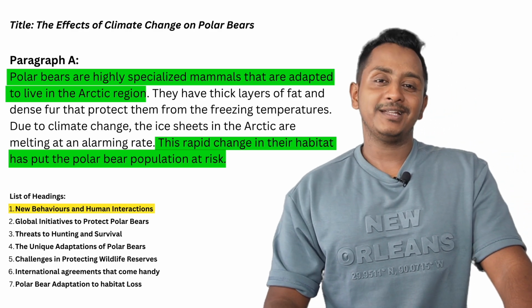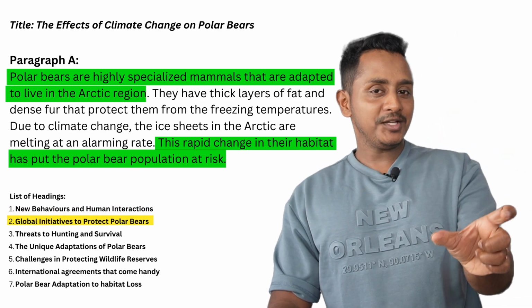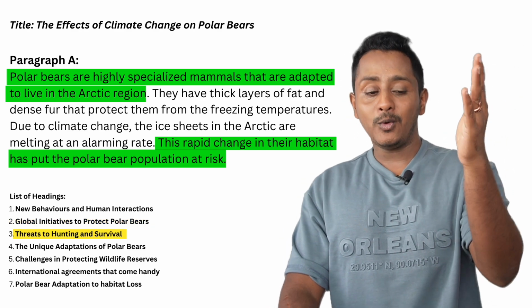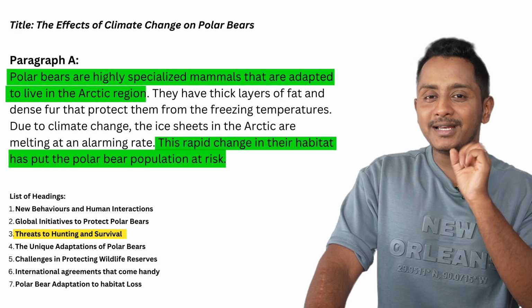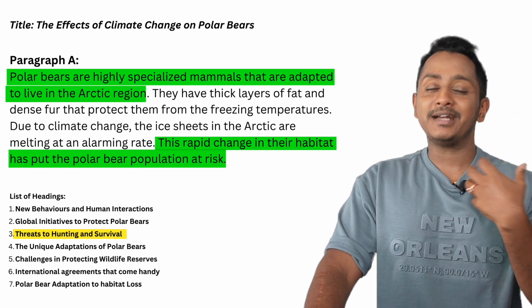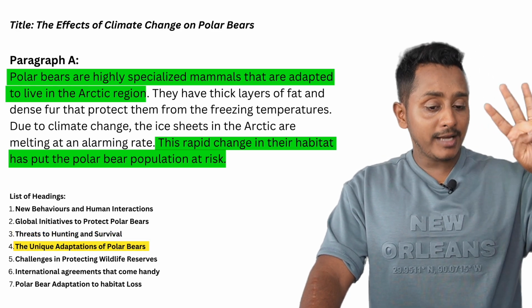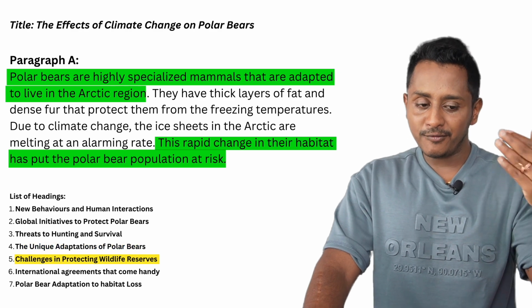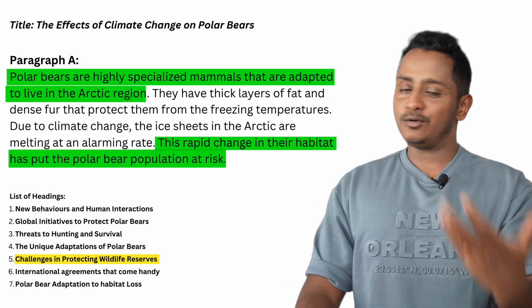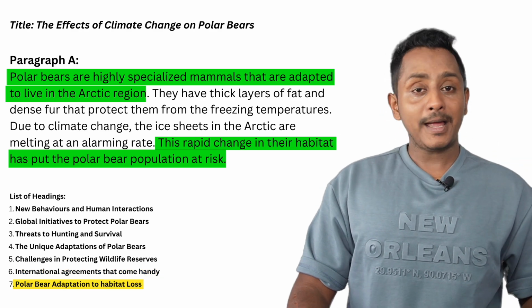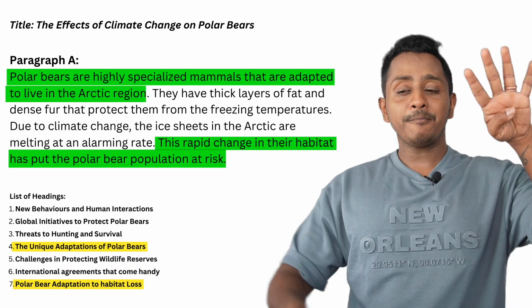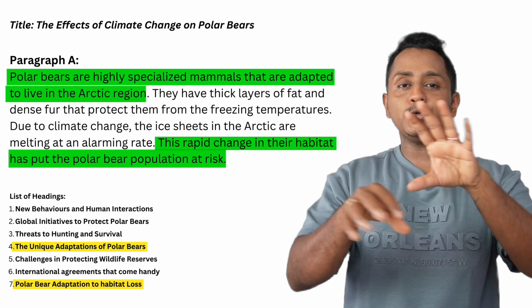New behaviors, they did not talk about behaviors. Global initiative, they did not talk. Threats to hunting and survival, they did not talk. Probably survival can be, but hunting they did not talk. All they talked was adaptation. The 4th is unique adaptations of polar bears fitting in. The 5th, challenges in protecting, they did not talk about wildlife reserve. Agreement, they did not talk. In section 7, polar bear adaptation to habitat loss. So 4 and 7, these 2 are exactly fitting in.